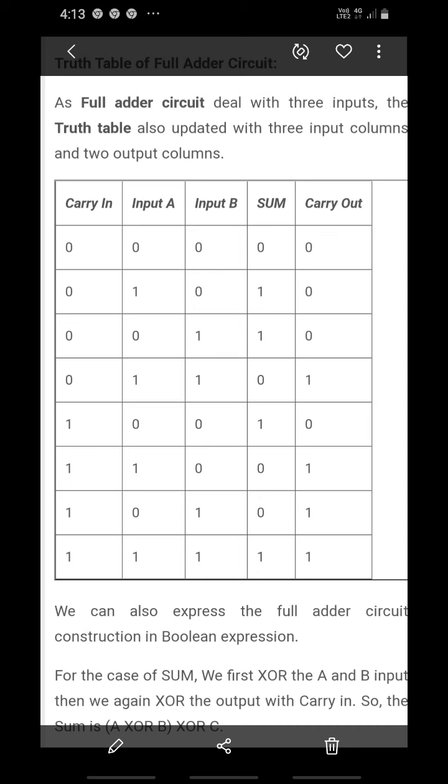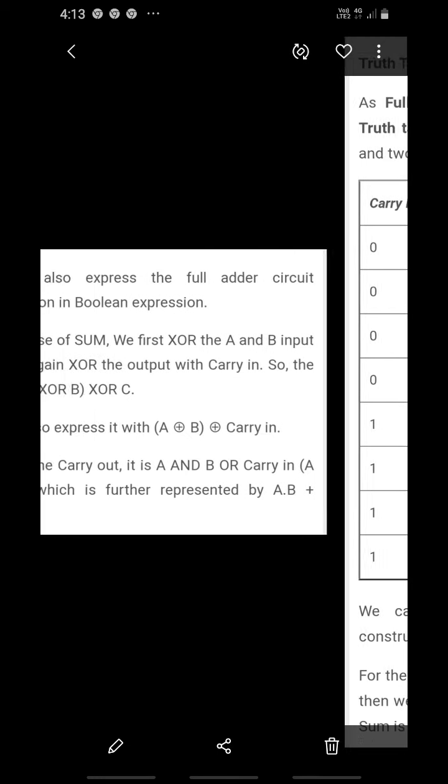We can also express the full adder circuit construction in Boolean expression. For the case of sum, we first XOR the A and B inputs, then we again XOR the output with the carry in, so the sum is A XOR B XOR C.